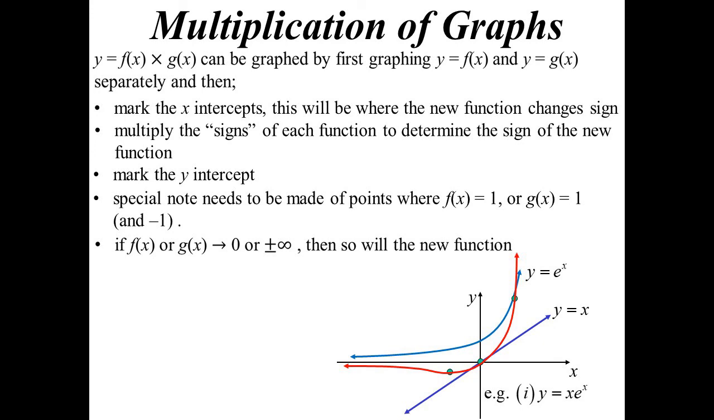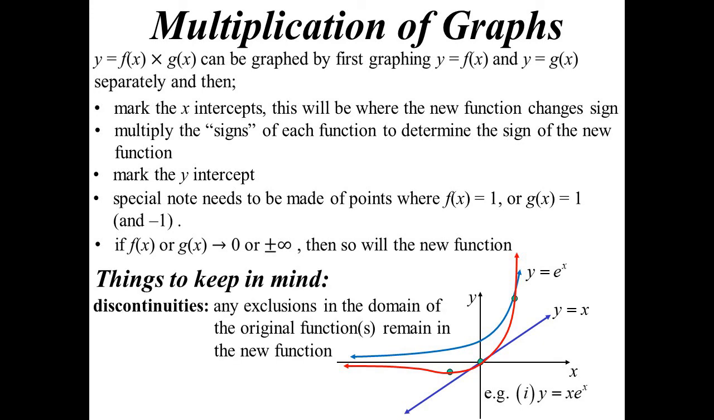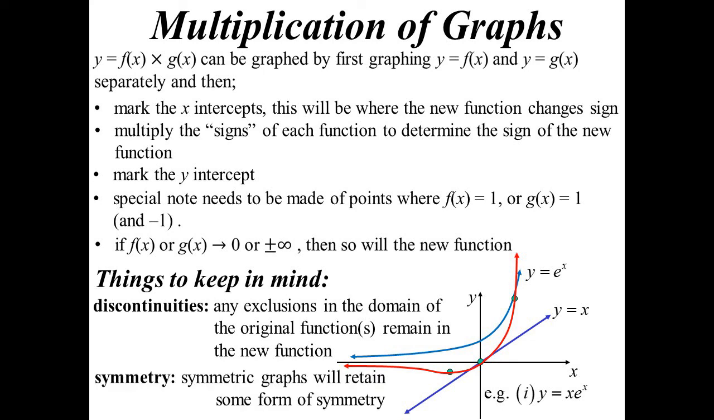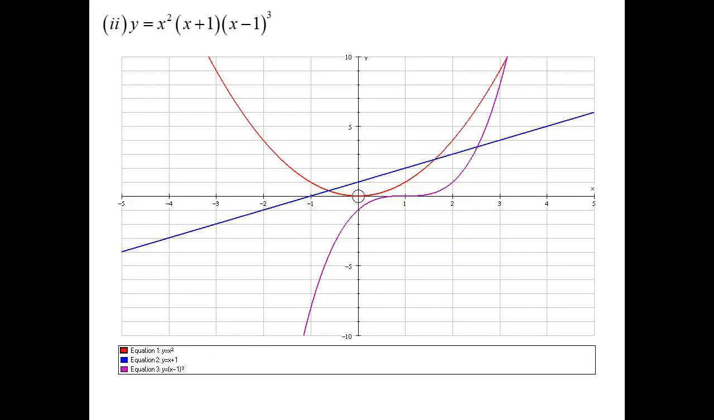Okay, things to keep in mind. Discontinuities, once again: if there is a discontinuity, now there wasn't in our example, but if there was, it can't go in the new function, that x value can't magically appear. Symmetry, again, will retain some form of symmetry. We'll get to that later. Let's draw this one. Now, we've seen ones like this before, and we've already looked at a way of doing it. This is a different way of thinking about it. You might prefer this way, you might prefer the other way. So y equals x squared, x plus 1, x minus 1 cubed. I've drawn all three of those in.